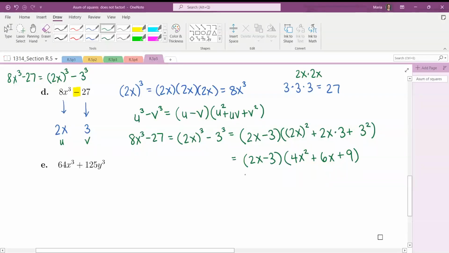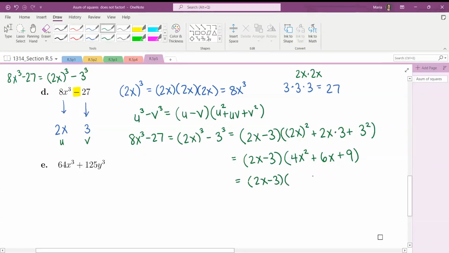Now we are supposed to factor completely. This first factor is not going to factor again, but I do have a feeling the other one is going to factor. So let's take a look here. 2x minus 3, we're going to leave alone. When we concentrate on 4x squared plus 6x plus 9, there is no common factor that we can take out. You would have to follow the procedure to factor ax squared plus bx plus c.